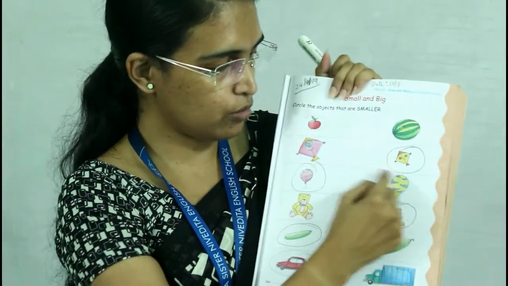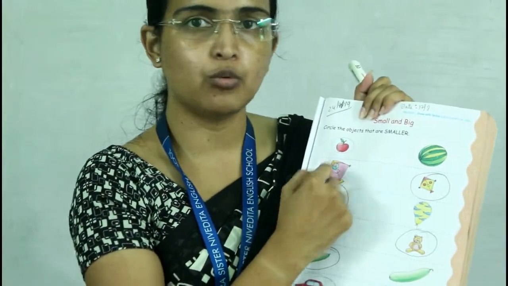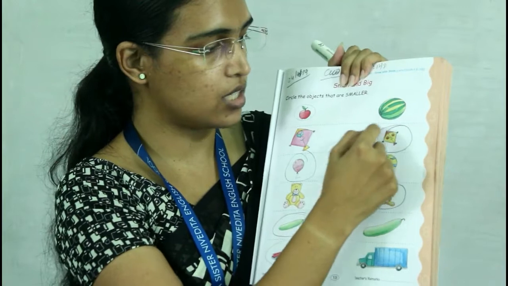Now in the second group there are two kites, a pink color kite and a yellow color kite. Among these two kites, which one is smaller? Yellow color kite, right? So color this yellow, circle this yellow color kite.